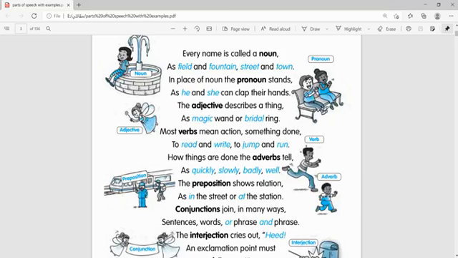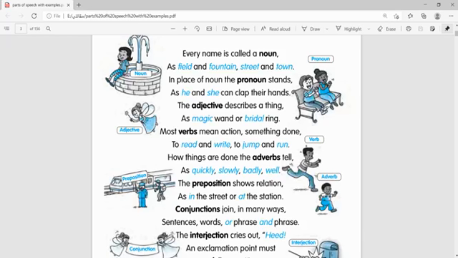noun. Similarly, after noun, what do you mean by a pronoun? If you use any other word in the place of a noun, then that word is called a pronoun, as he, she, they, it, them. All these are pronouns.